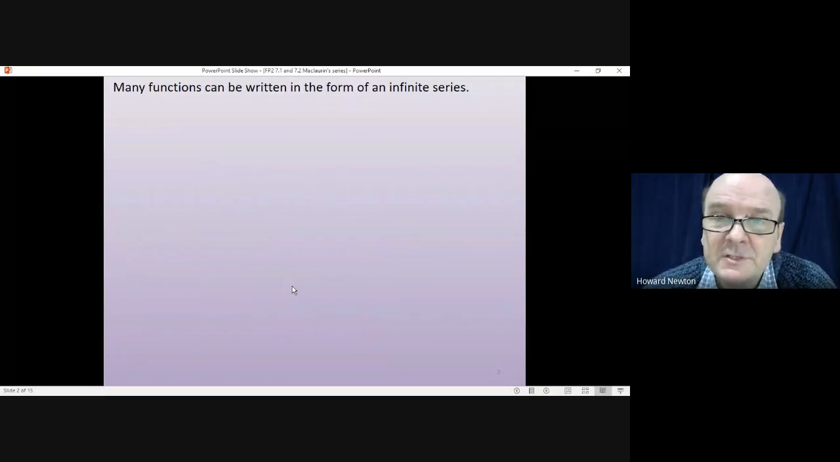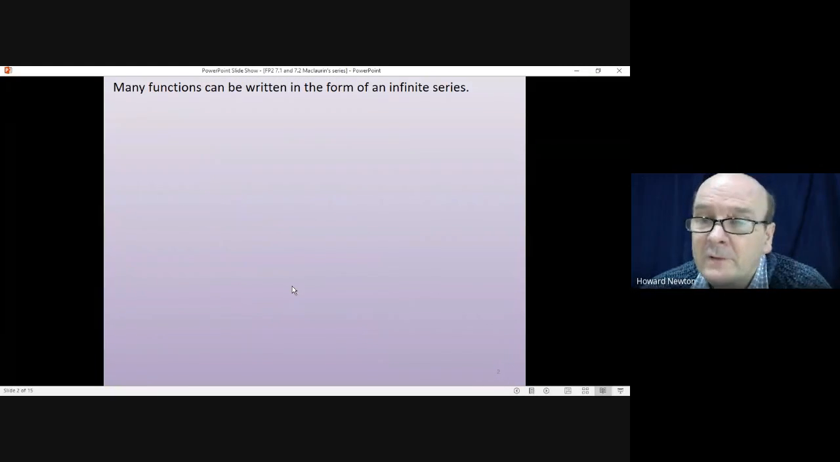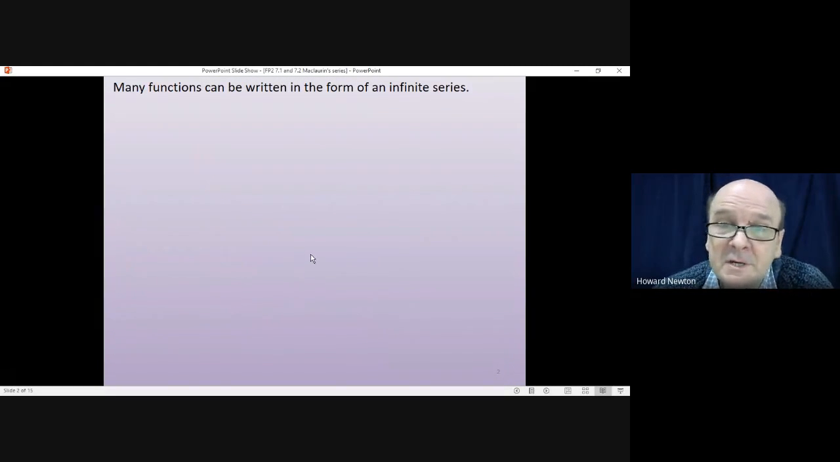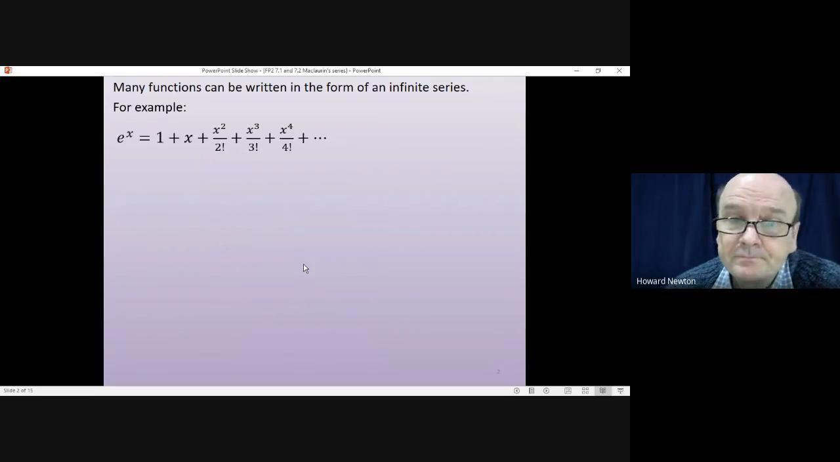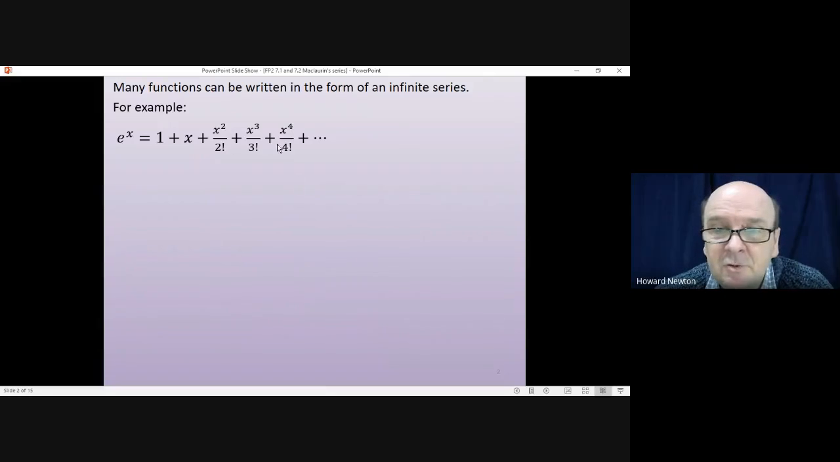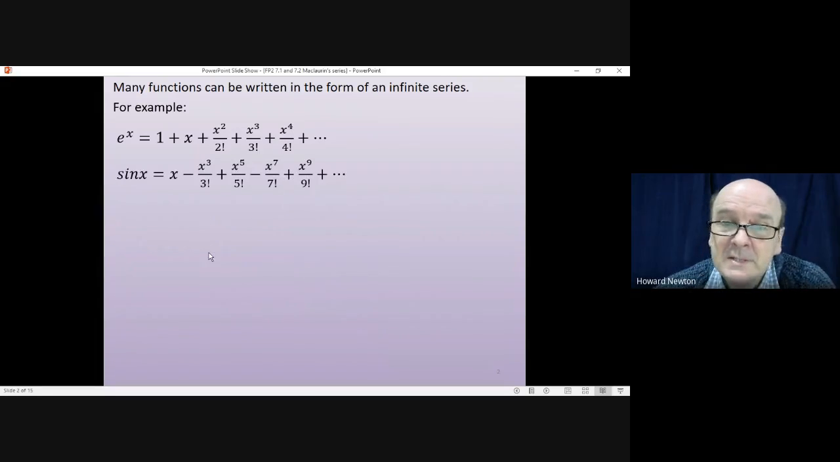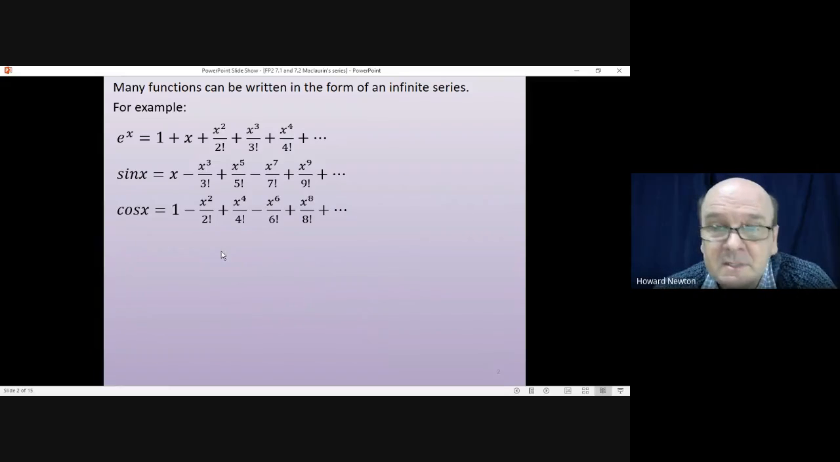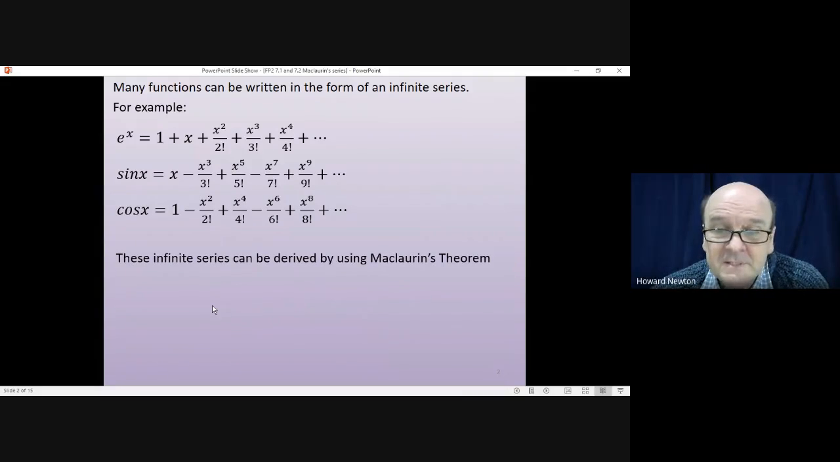Now, many functions can be written in the form of an infinite polynomial series. For example, e to the x is equal to 1 plus x plus x squared over 2 factorial plus x cubed over 3 factorial, and so on. Sine x can be written as an infinite series. Cos x can be written as an infinite polynomial series. These infinite series can be derived from first principles by using Maclaurin's theorem.